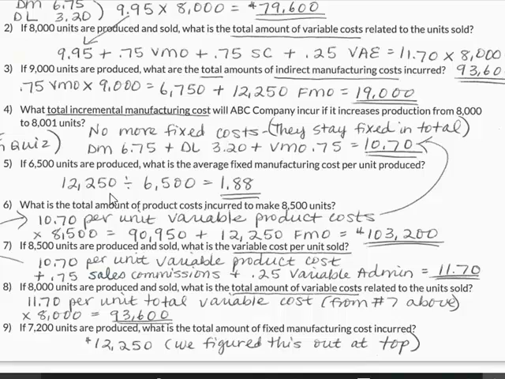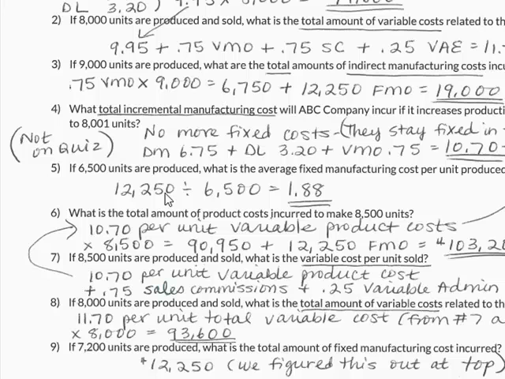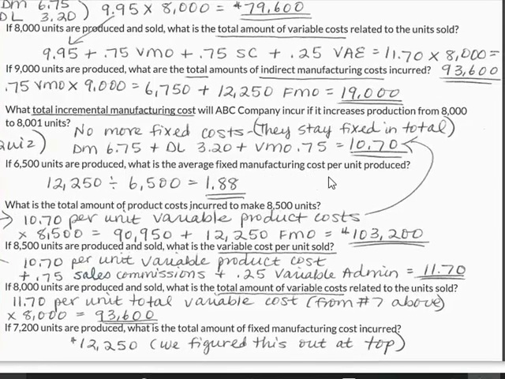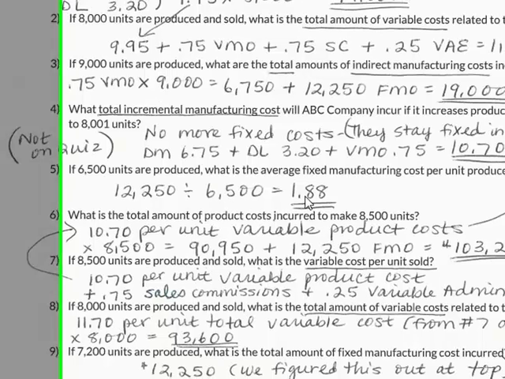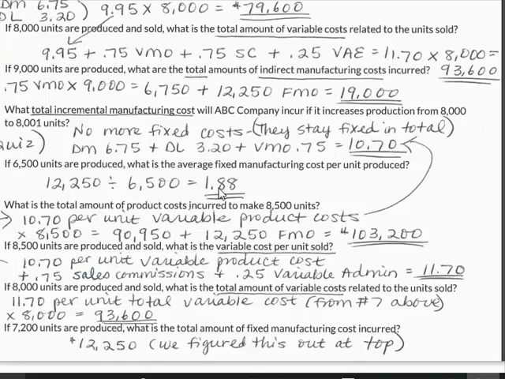In question 5, it's asking if 6,500 units are produced, what is the average fixed manufacturing cost per unit? Again, we're being asked for just fixed manufacturing cost and on a per unit basis. So we're only going to look at fixed manufacturing overhead. We know what that total is. We figured that out earlier. Now we're going to divide by 6,500 units, the new level of production, to get to our new average fixed manufacturing cost per unit.